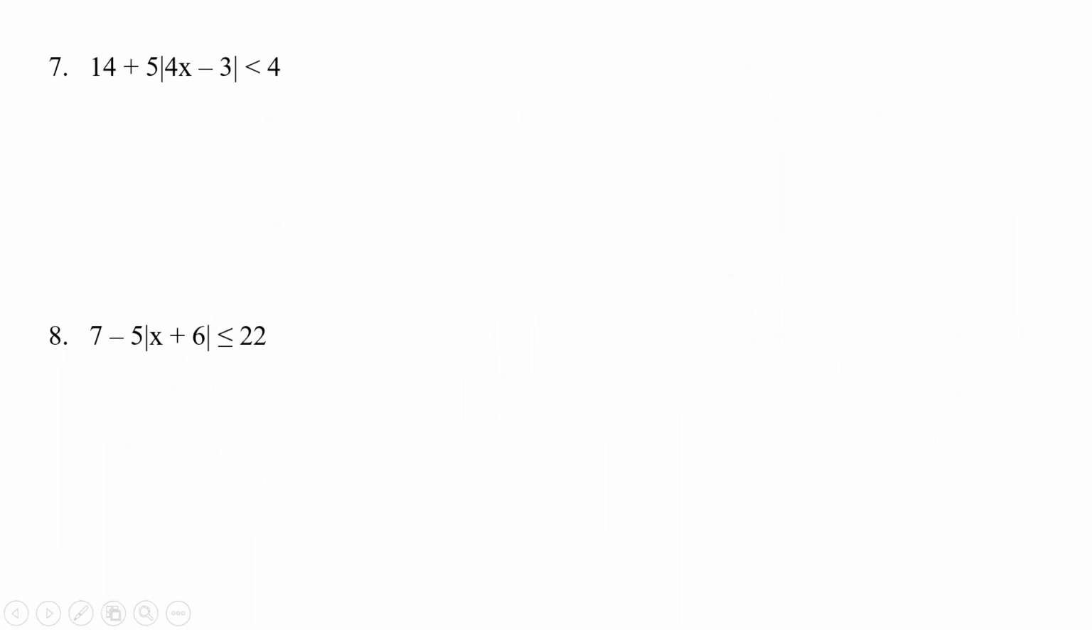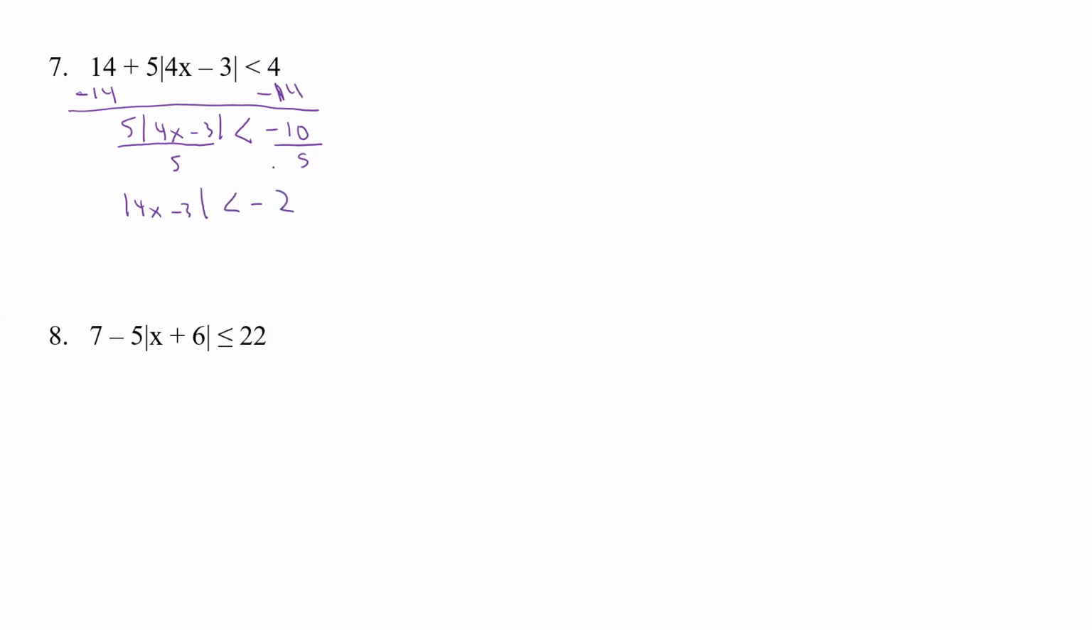All right, now basically all we're going to do is just keep working problems until we have a few under our belt. So what do we have here? Well, this one looks like we're just going to subtract 14 from both sides. So that gives us 5 absolute value of 4x minus 3, in the absolute value, less than. Now we have, that's a 14. So minus 14 plus 4, minus 10. Now we divide by 5. So absolute value of 4x minus 3, absolute value less than minus 2.